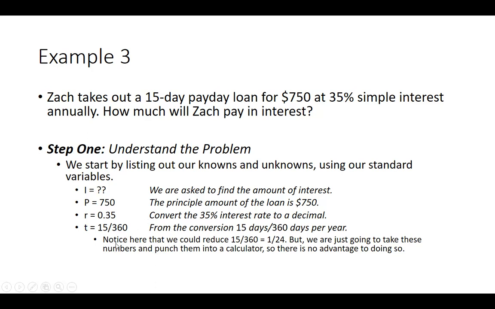And T is going to be 15 over 360 because it's a 15-day payday loan. There's 360 days in the year, and we're timing out for 15 of those. So 15 out of 360. Notice we could reduce 15 over 360 to get 1/24th, but since we're just going to take these numbers and punch them into a calculator, there is no advantage to doing this. So we can just leave it 15 over 360.